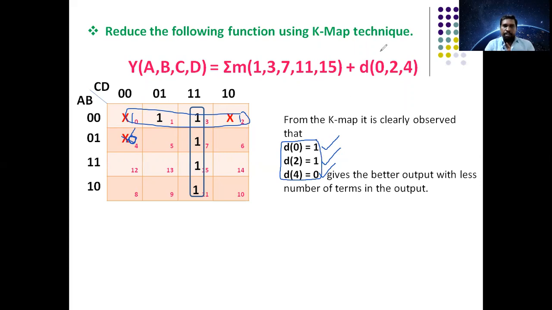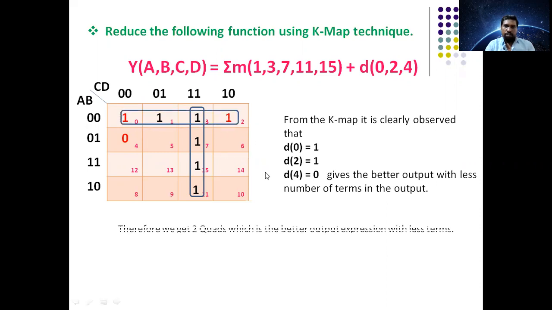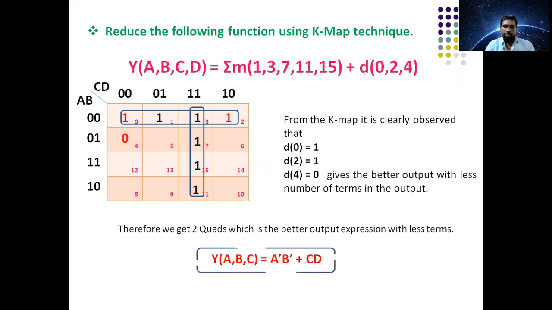Okay. Now substitute them. D of 0 substitute 1, and d of 2 also substitute 1, and d of 4 substitute 0. So 0 is there means we don't need to bother about this cell. So directly you take these 4 ones as a quad. Therefore, your answer will be the combination of 2 quads. So the answer for the 2 quads will be A bar B bar plus C bar D bar, and this will be your final answer.